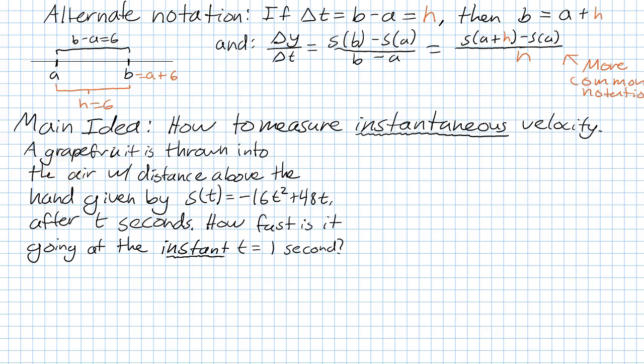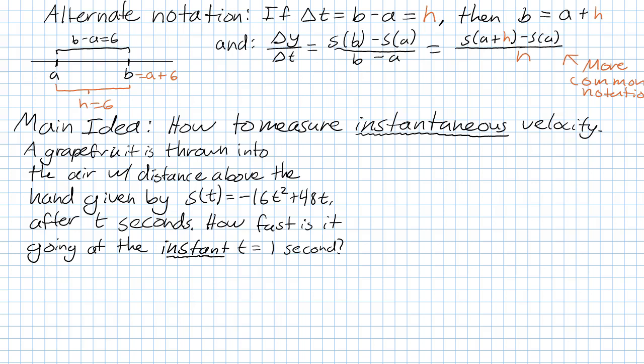A grapefruit is thrown into the air with distance above the hand that it was thrown from, given by s of t equals negative 16t squared plus 48t after t seconds. How fast is it going at the instant t equals 1 second? That doesn't mean between t equals 1 and t equals 2 seconds, or between t equals 1 and t equals 1.1 seconds, because those are intervals of time where you can find the average velocity the regular way that we've been doing. But instantaneous velocity is a different thing.